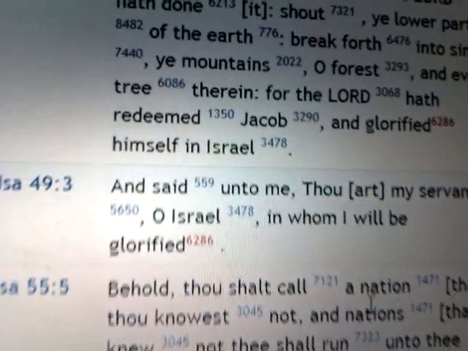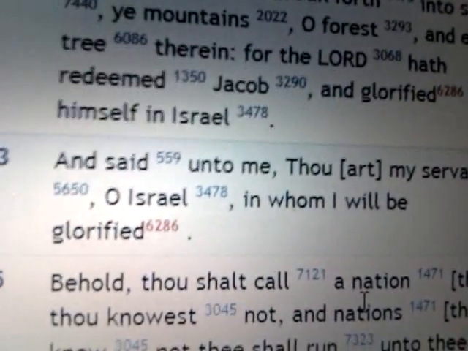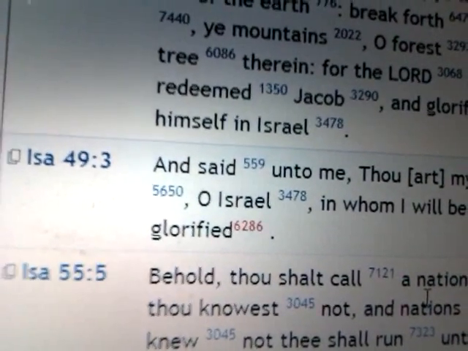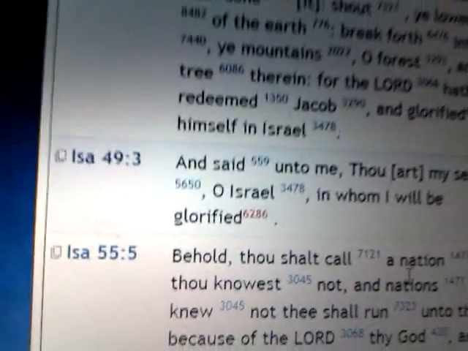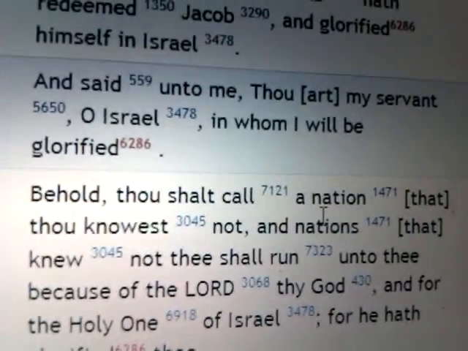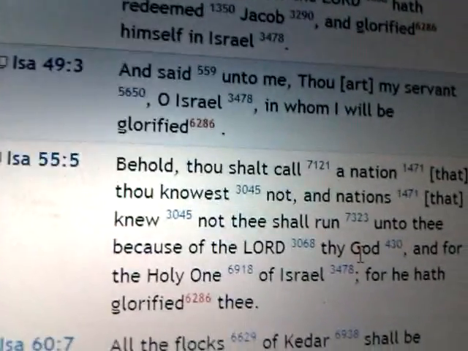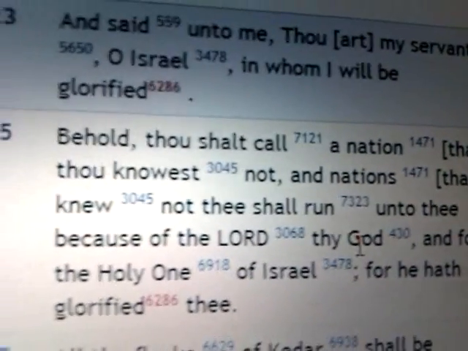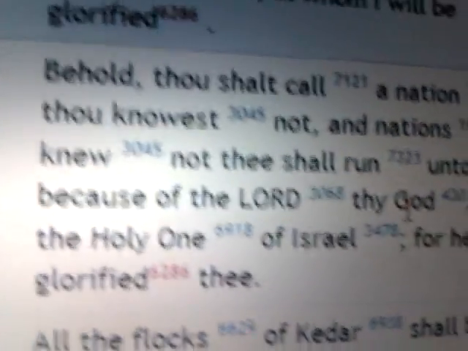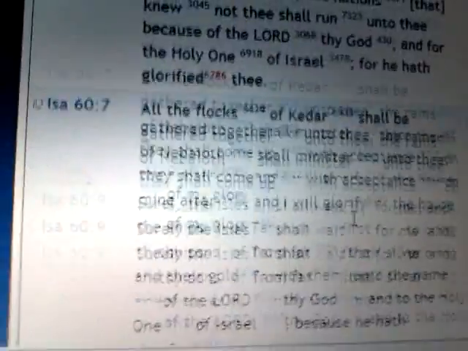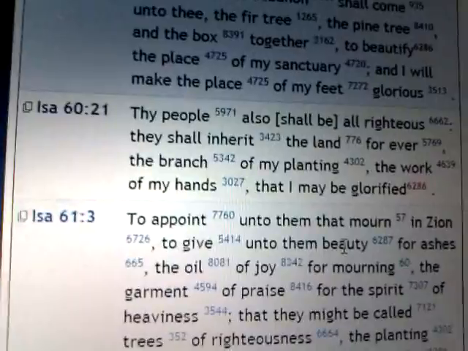Isaiah 49:3, and said to me, thou art my servant, O Israel, in whom I will be glorified, in whom I will be pa'ar, to say fa'ar, to say tafarah, to say tipheret, that attribute of God. Now, Isaiah 55:5 says, behold, thou shalt call a nation that thou knowest not, and nations that knew not thee shall run unto thee because of Yahweh, the Lord thy God, thy Elohim, and for the Holy One, the Kodesh Kedusu of Israel. For he hath what? Glorified thee. So we have many prophetical links and a lot in Isaiah.